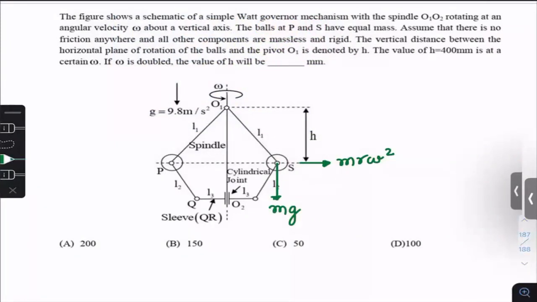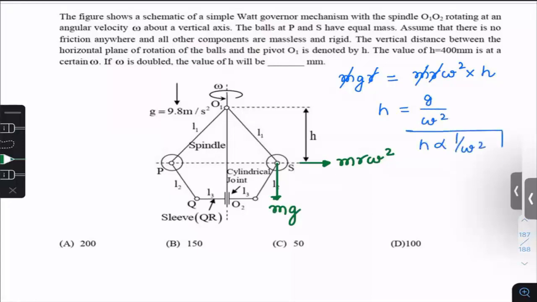So if you take the moment about this hinge, this distance will be r. mg into r gives one torque in the clockwise direction. mgr is equal to the torque of this force, right? This height is h, so this is m r omega square into h. So m cancels, r cancels. h is equal to g by omega square. Means h is inversely proportional to omega square. Clear?